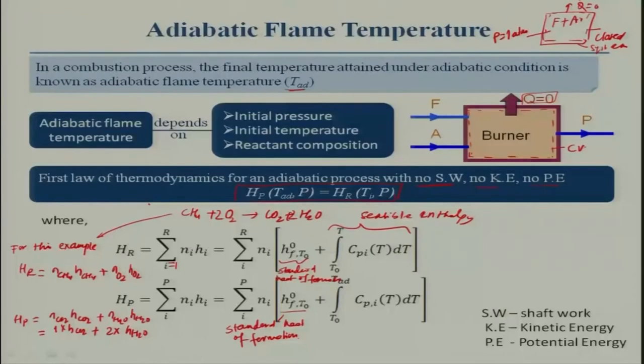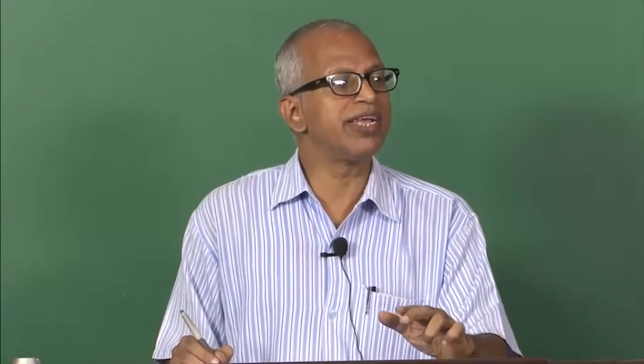Why standard? Because it is at 298.15 Kelvin, right? T0, and this naught corresponds to 1 atmospheric pressure. And this T0 is 298.15 Kelvin. And this is the sensible enthalpy from T0 to T adiabatic. And CPi, keep in mind that specific heat is a function of temperature, right? You will have to integrate from T0 to T adiabatic. This Cpi, i means the particular species. That means Cp depends on temperature and also the pertaining species, right.